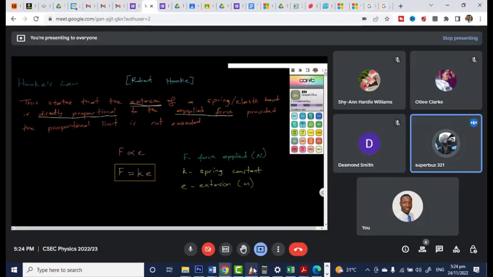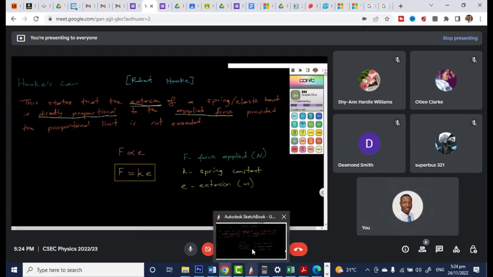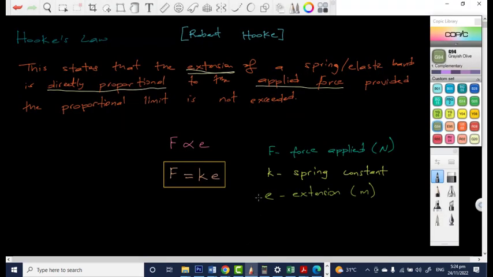Yeah, I get it. Okay. So that's Hooke's law.